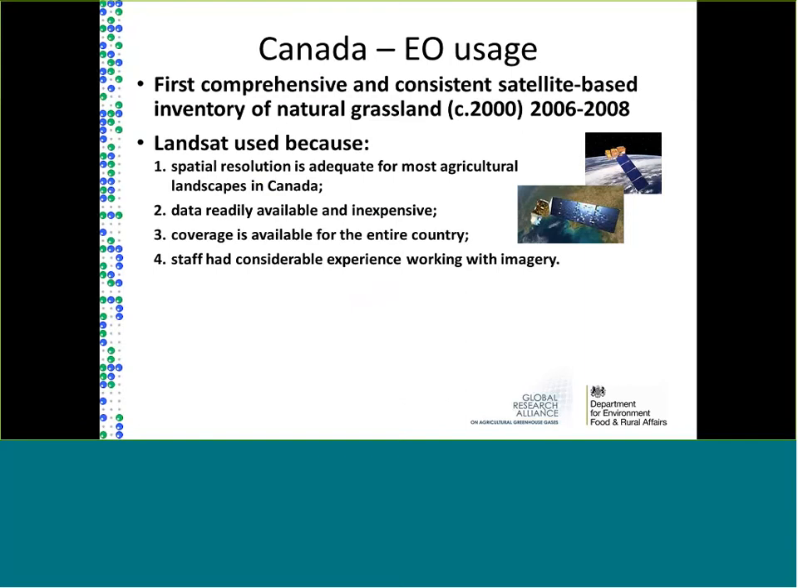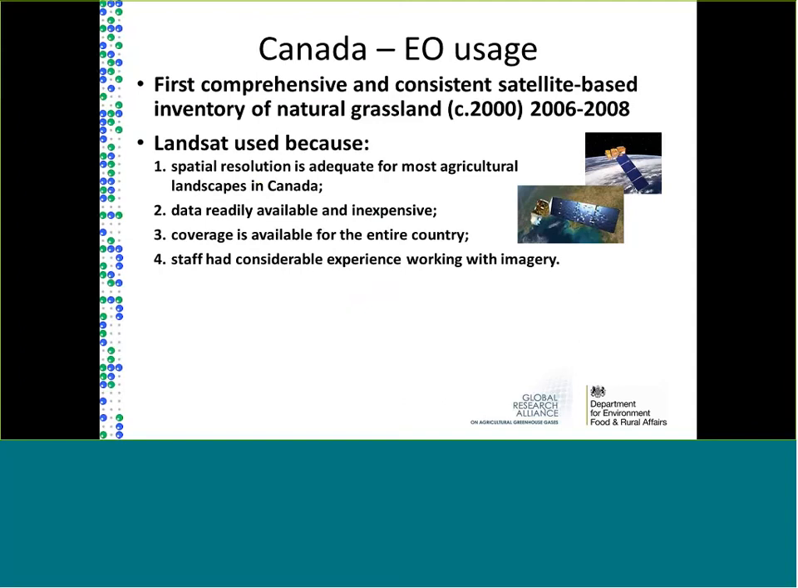So when Canada first looked into this in 2006 to 2008, it produced the first fully comprehensive satellite-based inventory of natural grasslands. This covered data from about the year 2000. For this, Landsat was used.